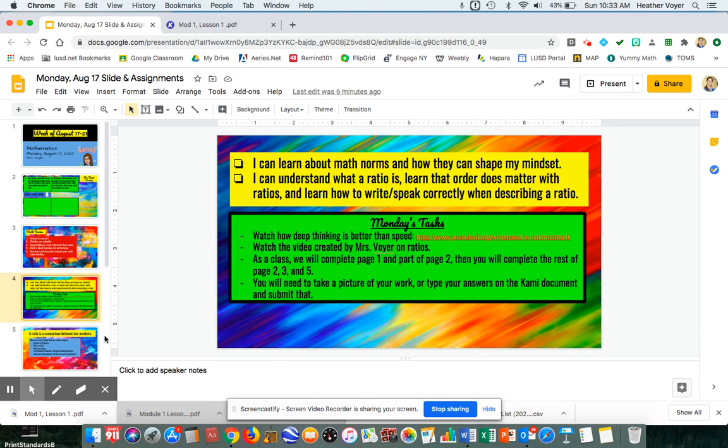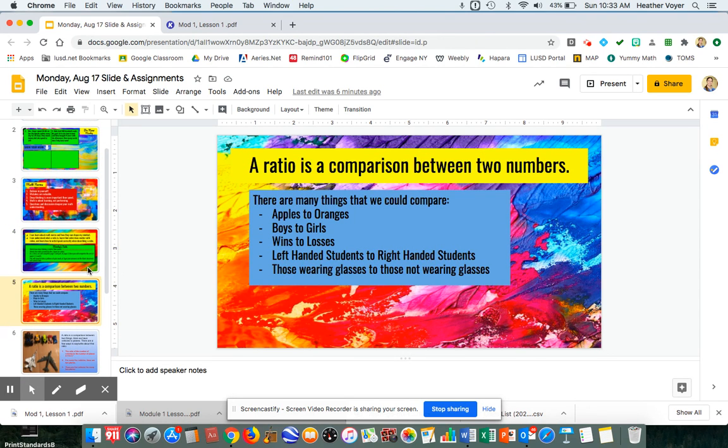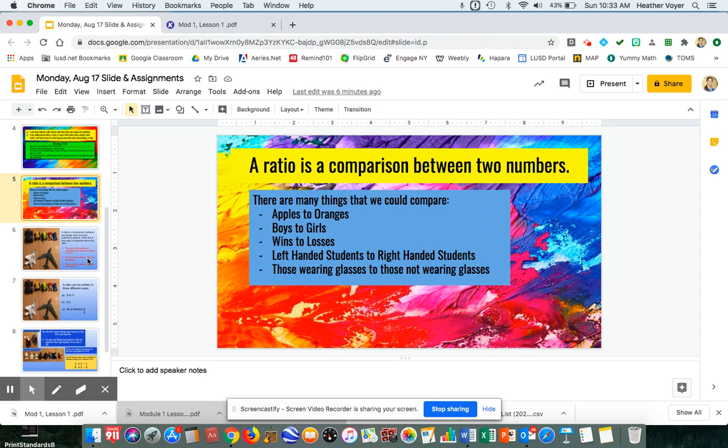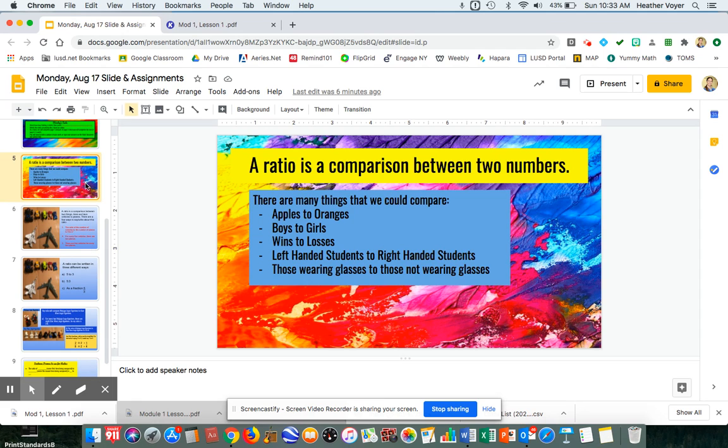Then you're going to see our I can statements for the day. So here are Monday's I can statements. We'll talk about these as a group, but then also Monday's task, which is what you'll be completing during the period. Next, you're going to see what we're going to learn about. We are starting module 1 on Monday, and we're going to talk all about ratios.